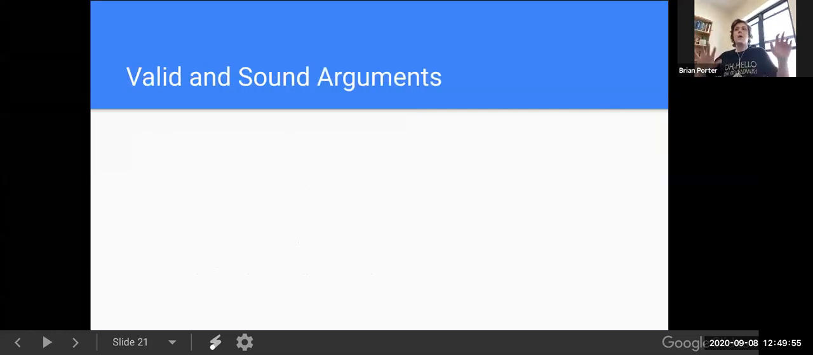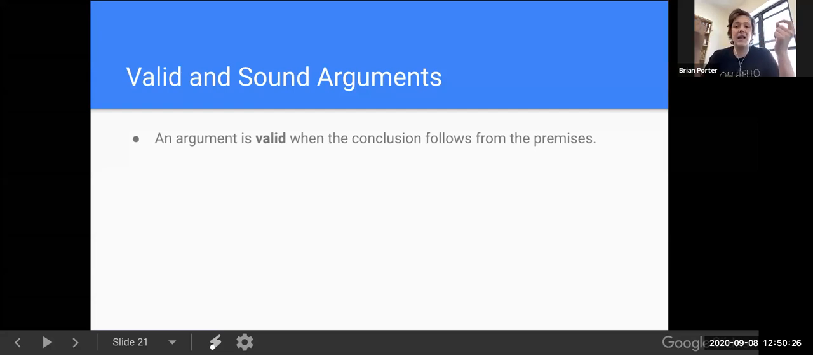So hopefully those examples have helped see how these two different issues can come apart: whether or not the premises are true versus whether or not the conclusion follows from the premises. Because that distinction is going to be important, because in this class, we're going to look at whether or not arguments are valid and whether or not they're sound. Those are our two most important categories for describing arguments.